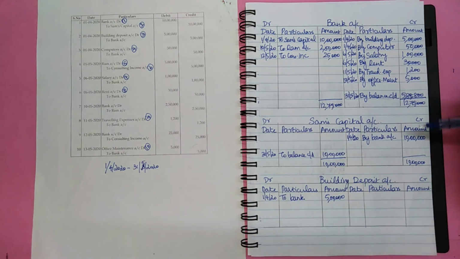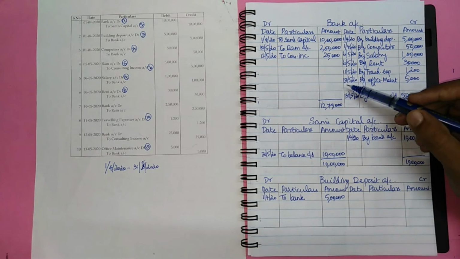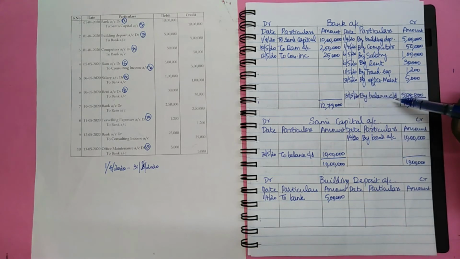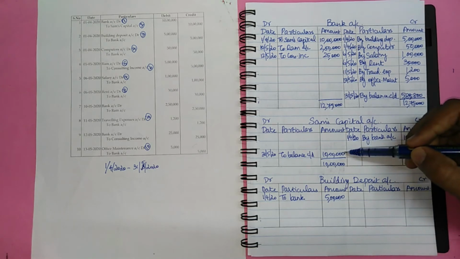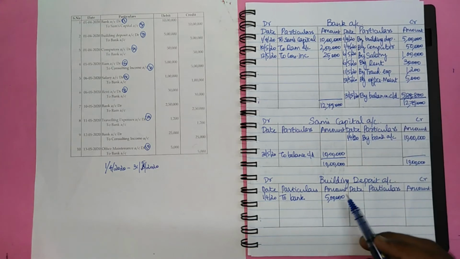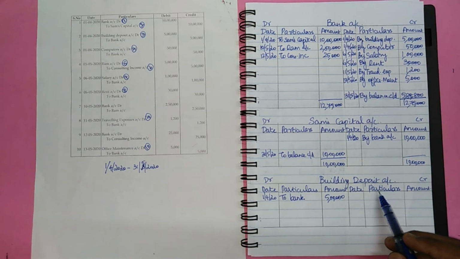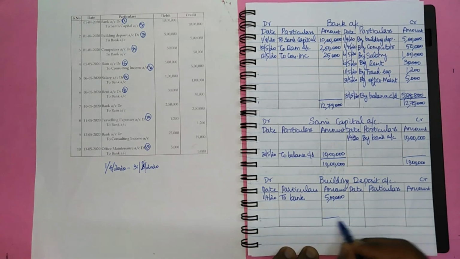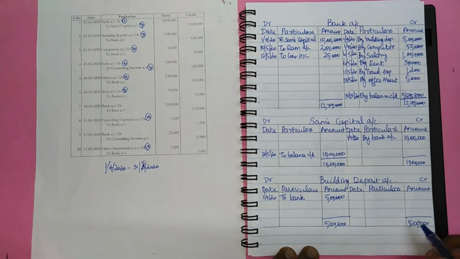From these two ledger accounts, we can arrive at the conclusion that if the total of the debit side is higher, the resulting balance will be a debit balance, and if the total of the credit side is higher, the resulting balance will be a credit balance. Now let us balance the building deposit account. The highest amount is 5 lakh. So let us write 5 lakh on both the sides, and the balance will be on the credit side.